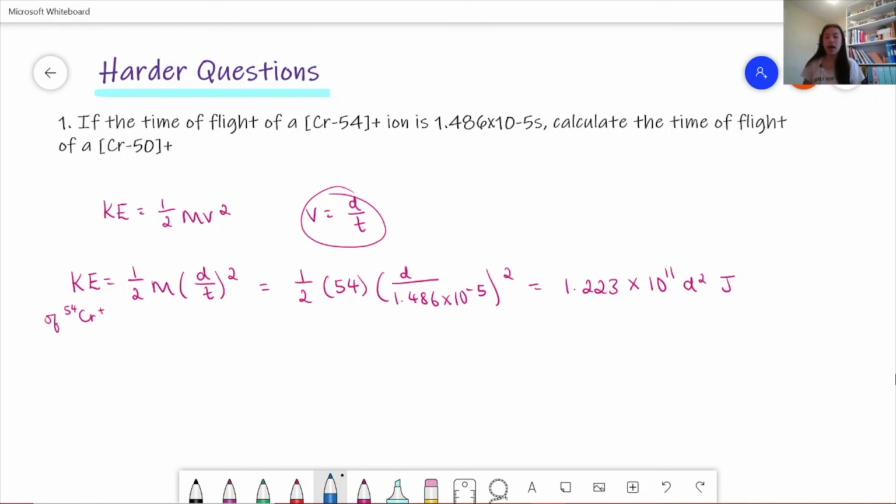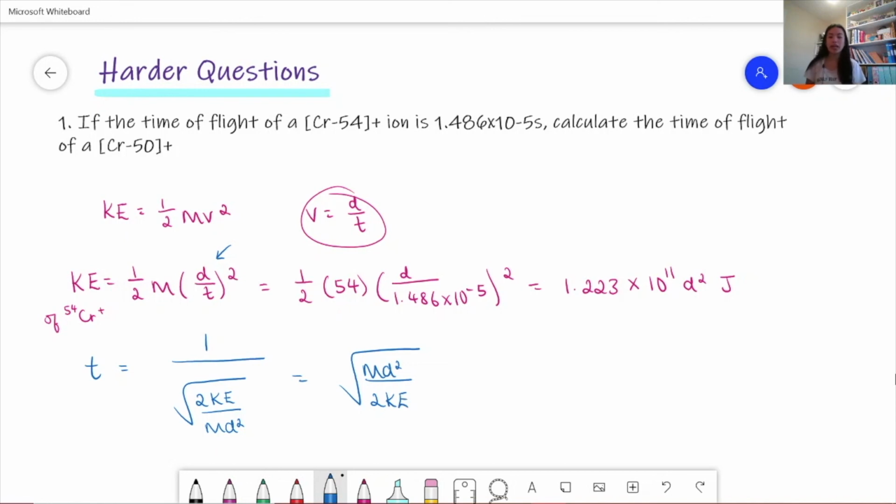So what we do is rearrange this kinetic energy equation so we get the time as the subject. So what we have is that the time is equal, so I've used this equation here and rearranged it to get time is equal to 1 over the square root of 2 multiplied by the kinetic energy over md squared, or this can be written as the square root of md squared over 2 multiplied by the kinetic energy.